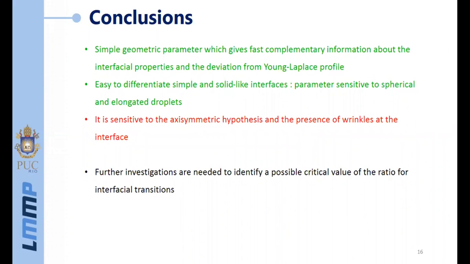But as we need to exactly determine the volume and the area of the droplet, it is sensitive to axisymmetry and especially to the presence of wrinkles at the interface. Further investigation is needed to identify a possible critical value of the ratio for interfacial transition. This will be done by changing the concentration of the surfactant and following the evolution of the R parameter.